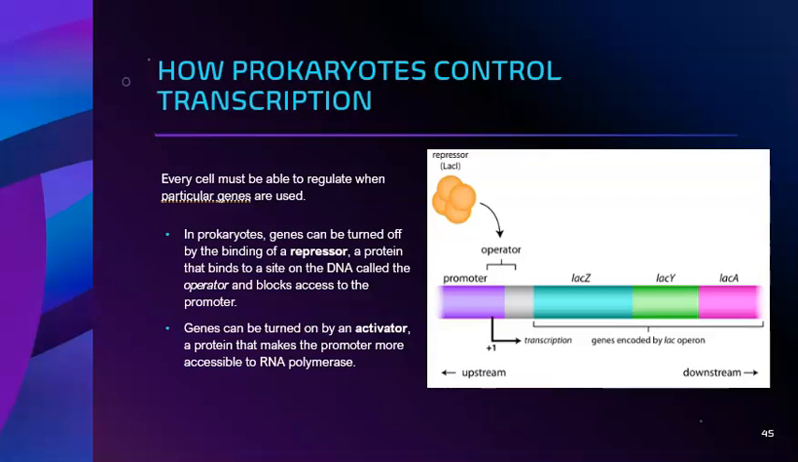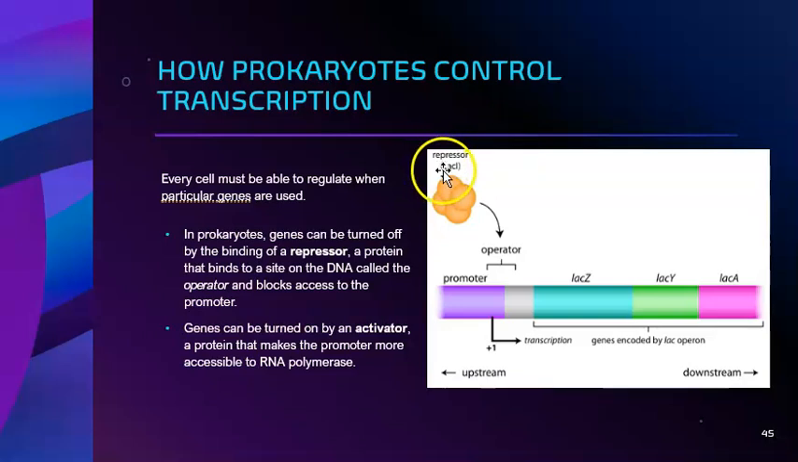How prokaryotes control transcription. So every cell must be able to regulate when particular genes are used. And in prokaryotes, genes can be just turned off by the binding of a repressor, which is a protein that binds to a site on the DNA called the operator and blocks access to the promoter.